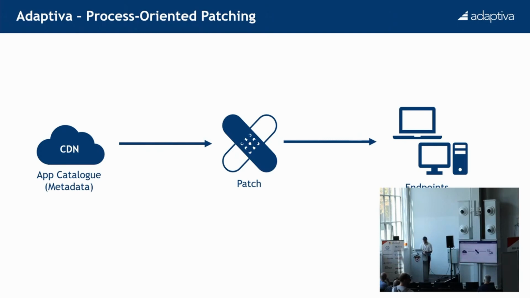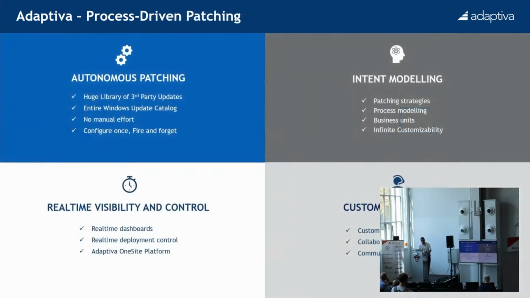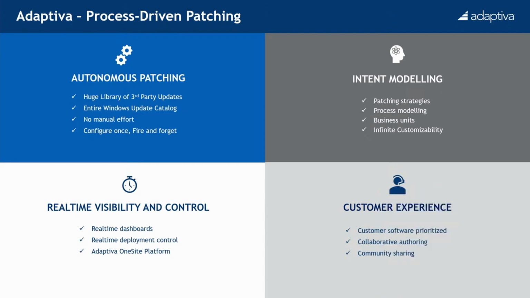But we can model the process. We can use these building blocks in any which way that we like. We can bring them all together into a business process. And so how are we doing this? Well, we're doing this through a way of one-time configuration, one-time modeling of the environment, and we do it through an object type called a patching strategy.